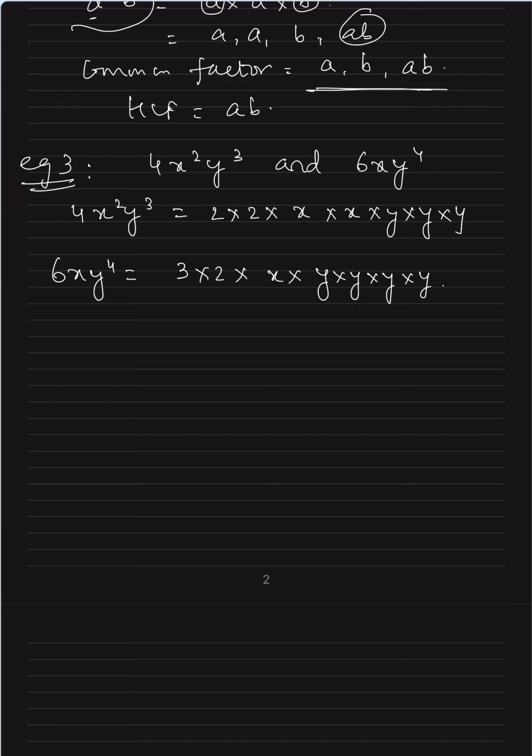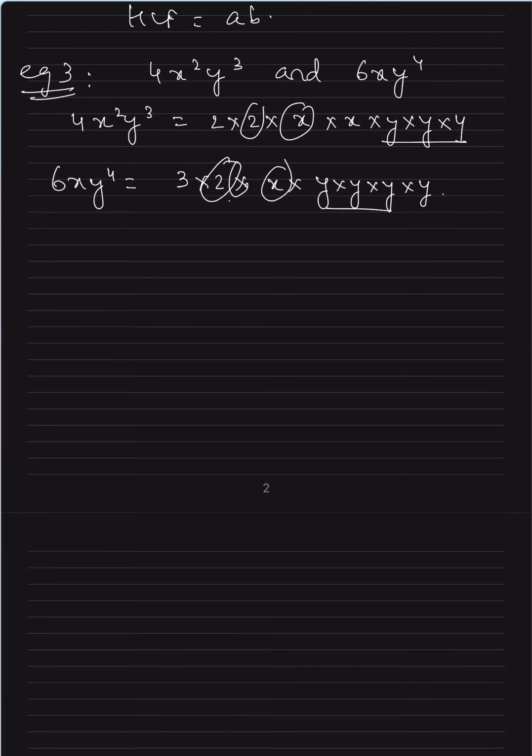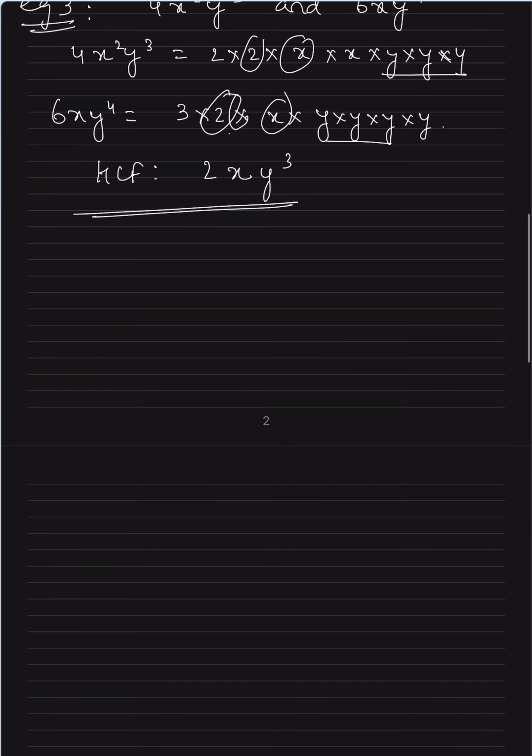Now, what is common between both of them? That is 1, 2. Or instead of writing all the factors and everything, we will do it directly. 1, 2, then 1x and 3y from here, 3y from here. This is nothing but the highest common factor. So HCF will be 2x and y raised to 3. This is the easiest way. Instead of going on and on, this is the easiest way.